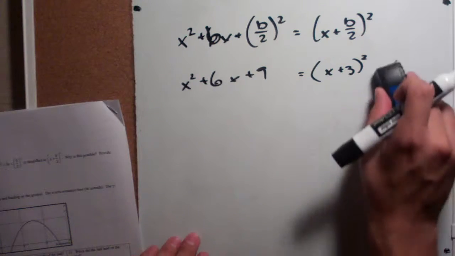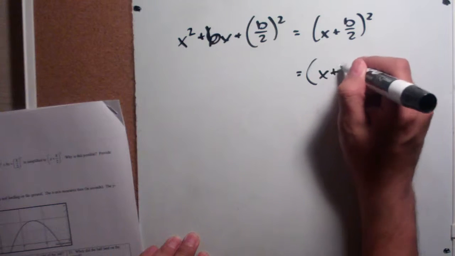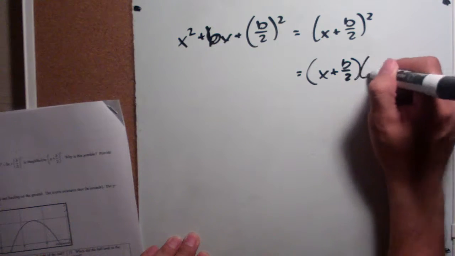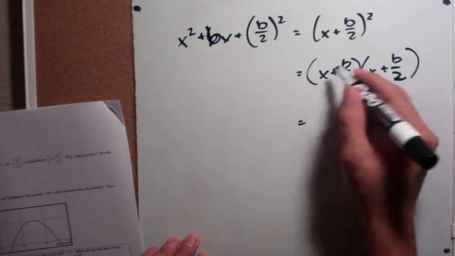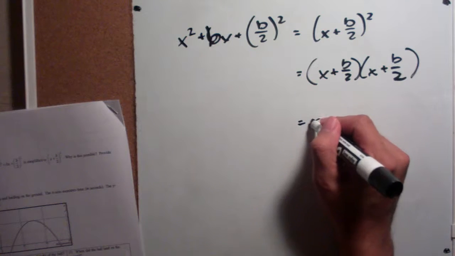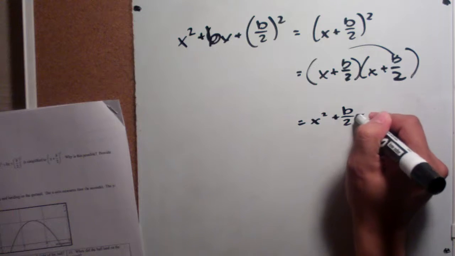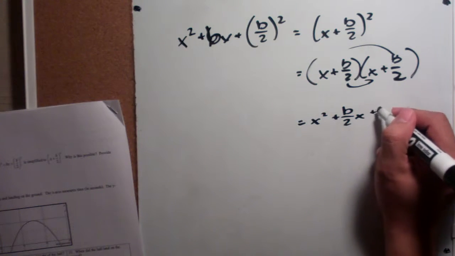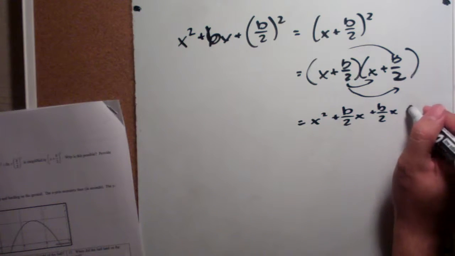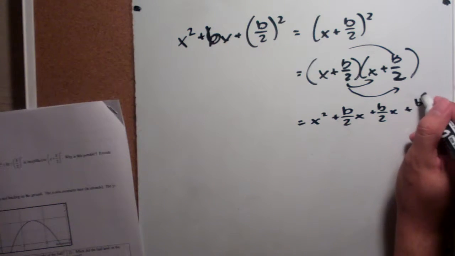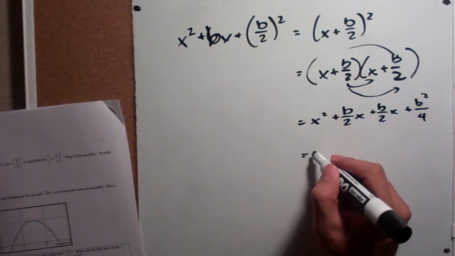If you were to even work out this as well, let's say if we were to multiply this out, so x plus b over 2 times x plus b over 2. Okay. If I multiply this, well, x times x is x squared. x times b over 2 is b over 2x over here, and b over 2x. And if I multiply the last one, this is actually b squared divided by 4.